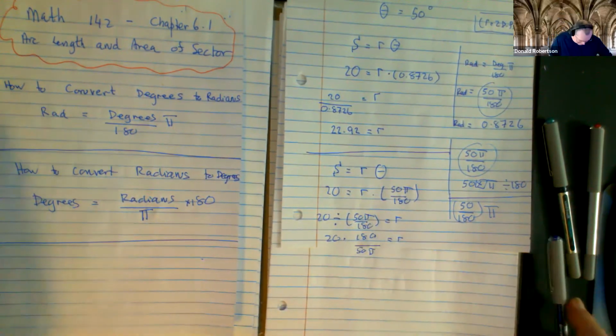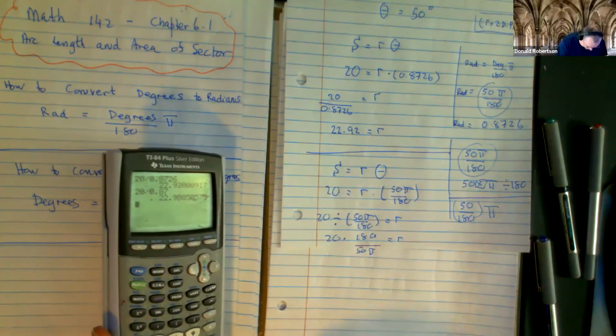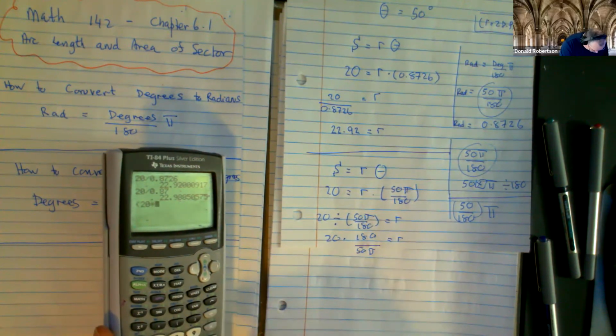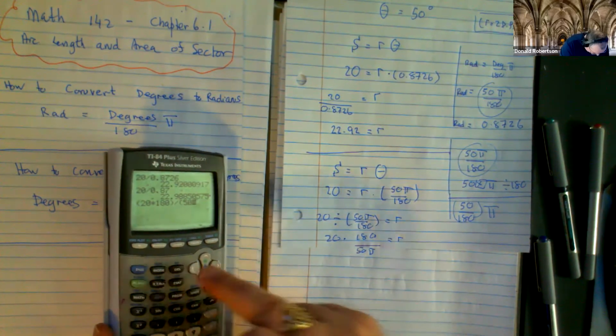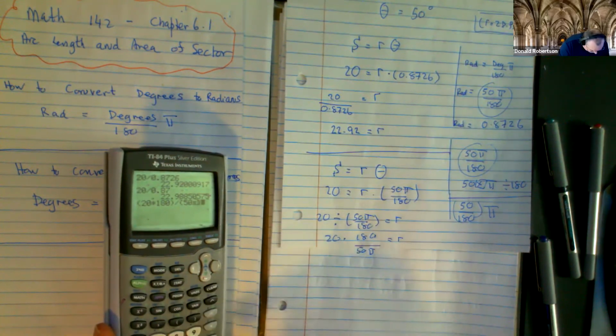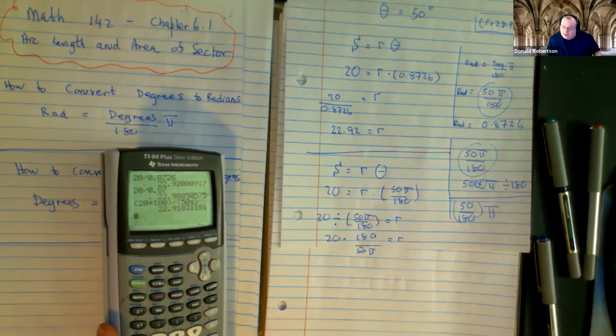Okay. Now, let's do that calculation and show you that it works. I multiply in brackets the 20 times 180, and I divide, and I put that in a bracket, 50 pi. See, it's the same answer. So you could actually do it that way if you wanted. Wouldn't you get the exact same answer, 22.9?